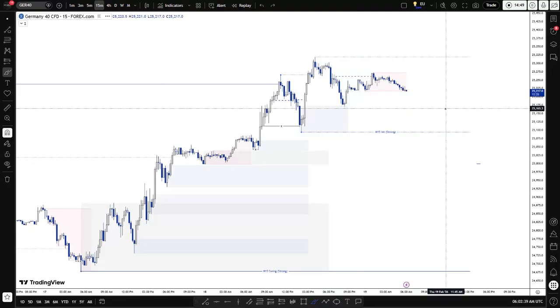So that's all for this precision analysis. It was on gold and DAX.